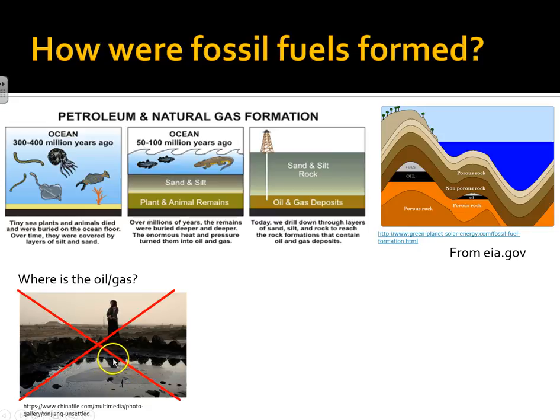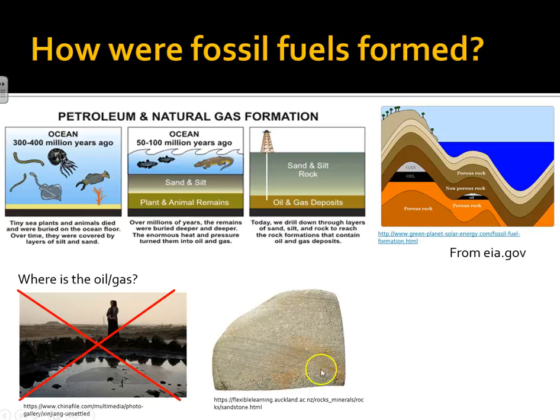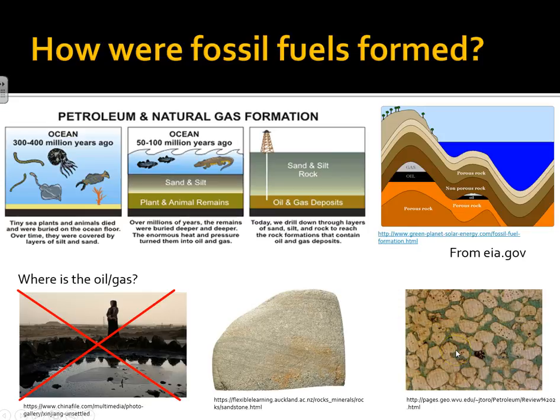But actually, it turns out that's not the case. So oil and natural gas, believe it or not, if you encountered it under the ground, it would look a lot like this. It actually exists inside the pores of rock. So if you took a microscope and zoomed into this rock, this is sandstone. Sandstone is the most common rock in which you find oil and natural gas, okay?